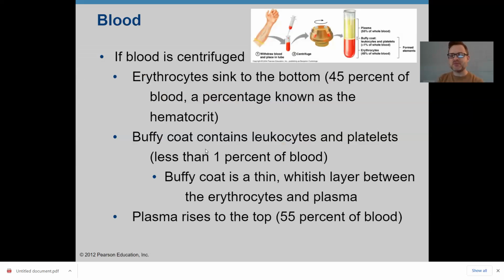So going back to the page where we had the note. If you centrifuge blood, erythrocytes, which are red blood cells, sink to the bottom. Hematocrit is what you call that bottom part of blood when you centrifuge it, the red part. The buffy coat, again, contains leukocytes, which are white blood cells, and platelets; less than 1% of your blood is those two. And the top layer, the plasma layer, is about 55% of your blood and is largely water and electrolytes. More about each layer in just a minute.